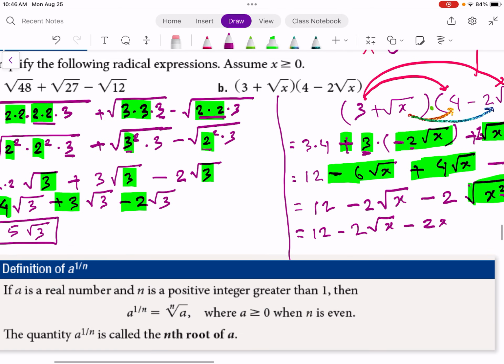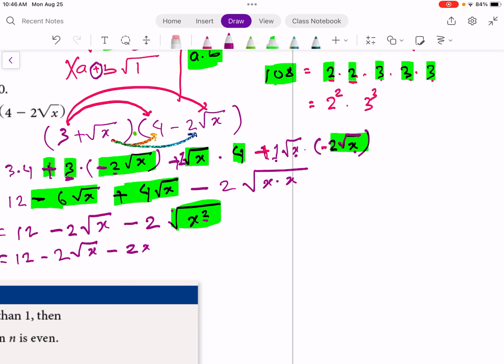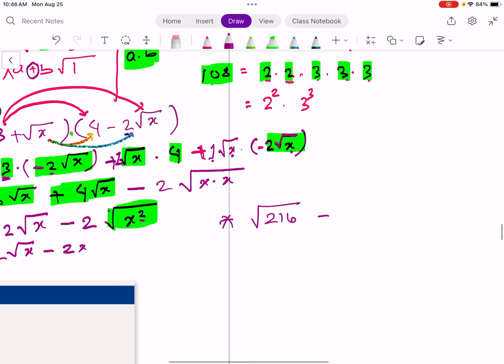Now before we start the next topic, let's do some more examples. I want you to try this: square root of 216 minus 4 square root of 24 plus 3. I want you to try this. You can do it in a group, and if you need help, yeah.